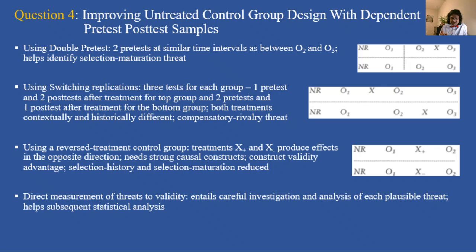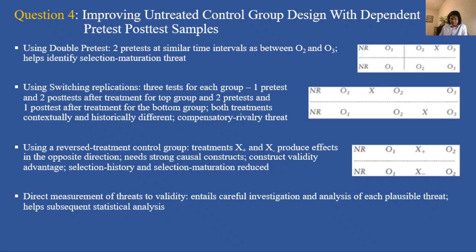However, there are two limitations noted in this design. One is lingering treatment effect in the first group, presumably in the same direction as the treatment effect for the second group, which will confuse the conclusion. And the second limitation is compensatory rivalry threat due to withdrawal of treatment from one group and then introduction in the second. This may occur. The third approach is using a reversed treatment control group.